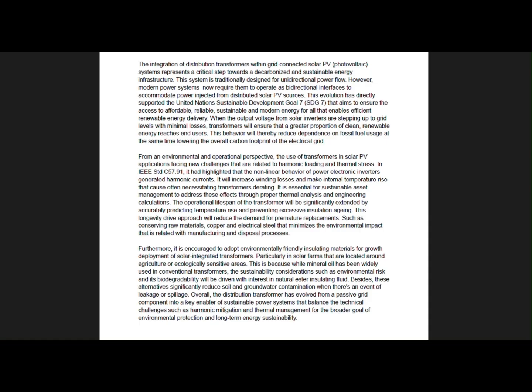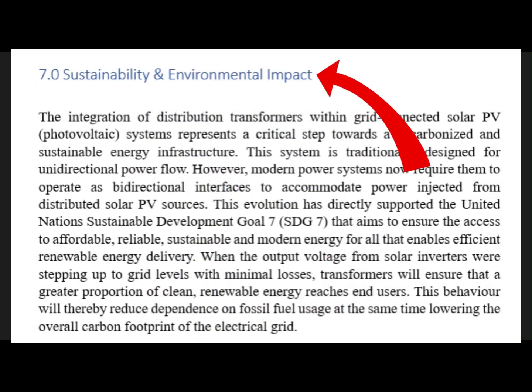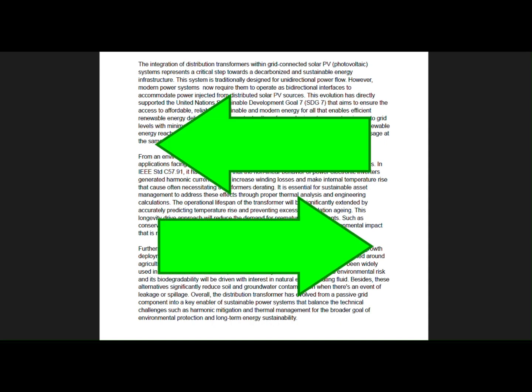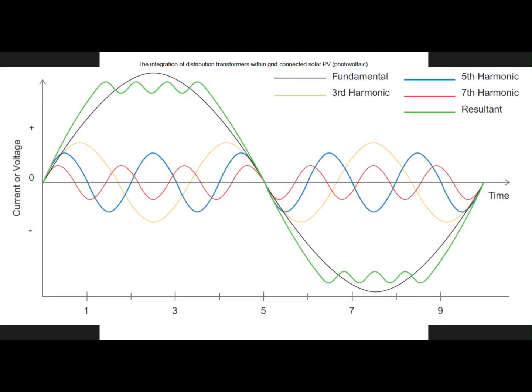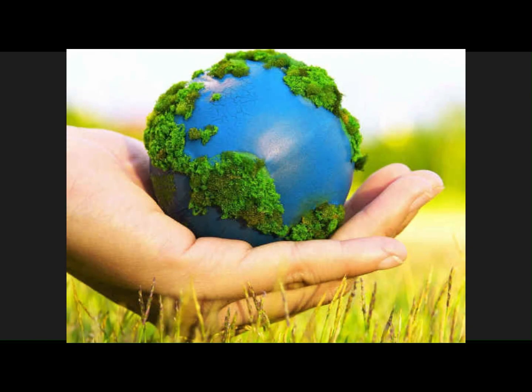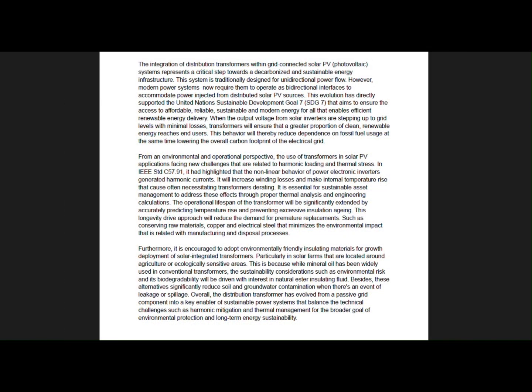Now I will be presenting about sustainability and environmental impact. Distribution transformers in solar PV systems enable efficient bidirectional power flow, supporting SDG 7 by delivering more clean energy and reducing fossil fuel use. Challenges like harmonic currents and thermal stress can shorten transformer life, but proper design and environmentally friendly insulating fluids help extend lifespan and reduce environmental impact, making transformers key to sustainable energy.